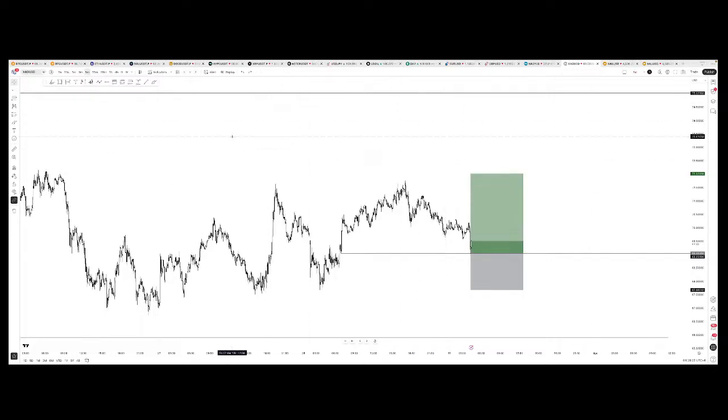This is a strong displacement candle forming. The next candle should come back down and then pump again.